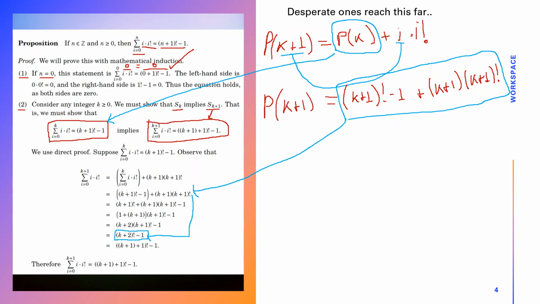After you cannot simplify any longer, you look back here at the formula, the expression you have to prove. So you have to think, can you write k plus 2 factorial minus 1 as k plus 1 plus 1 factorial minus 1? Indeed you can. So you've proven by induction that your formula holds for k plus 1 terms.